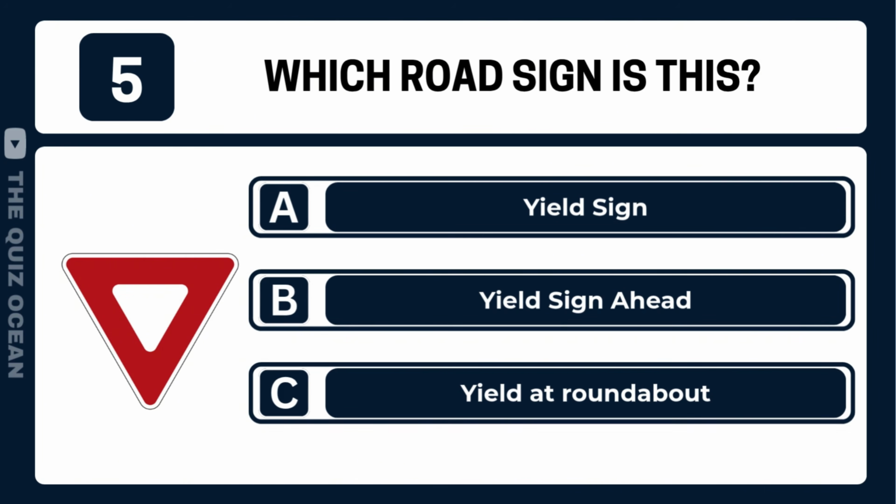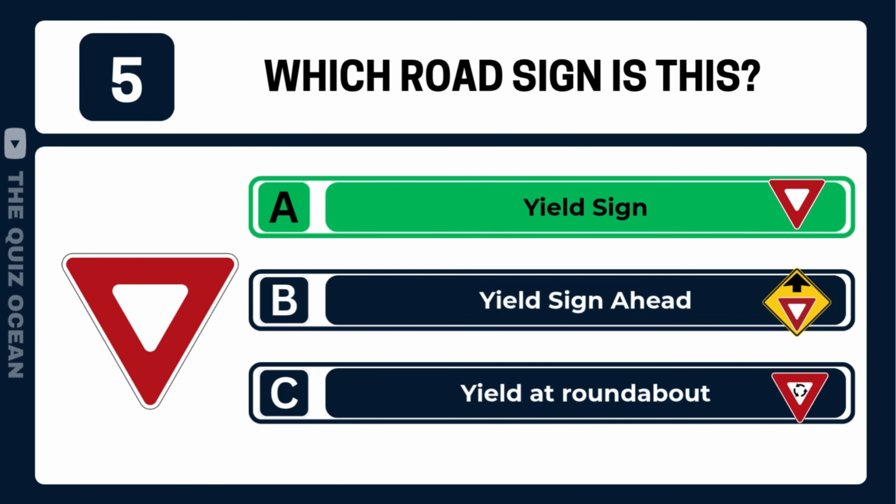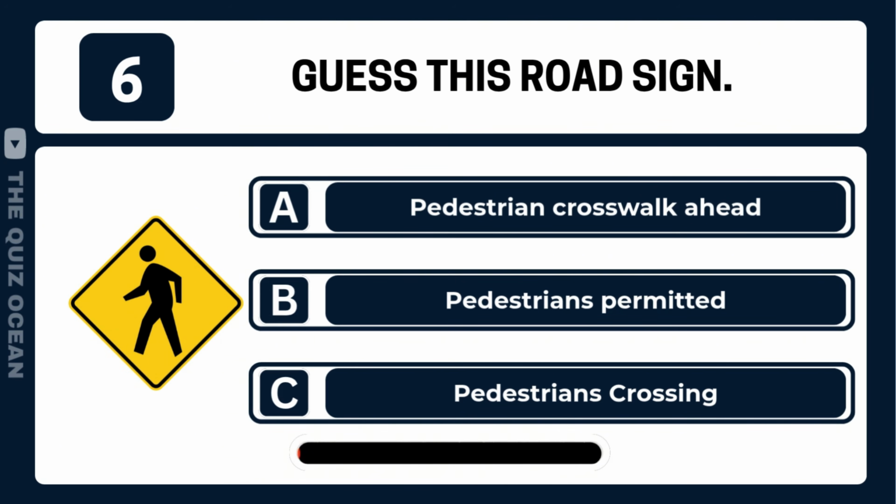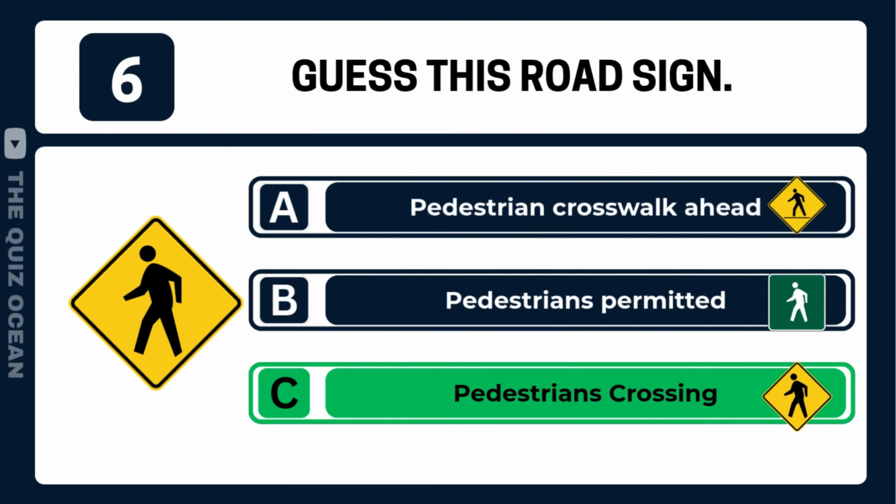Which road sign is this? Nicely done. That's a yield sign. Guess this road sign. Exactly right. That's a pedestrian's crossing sign.